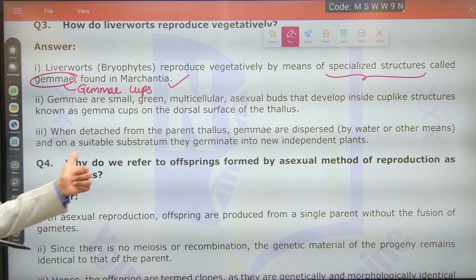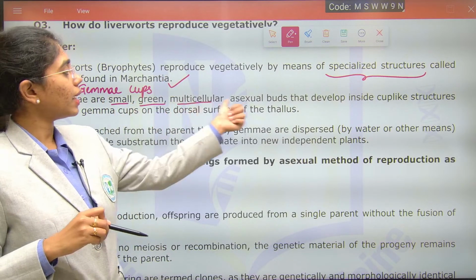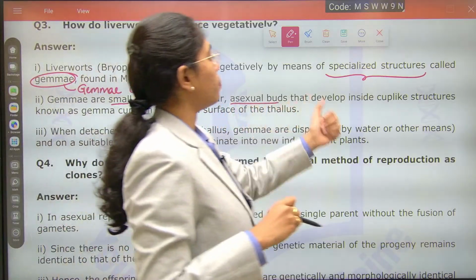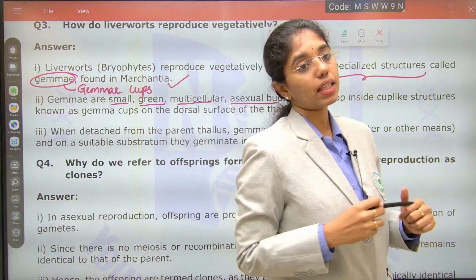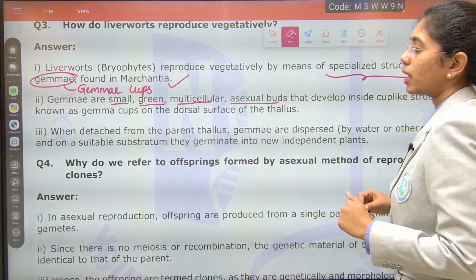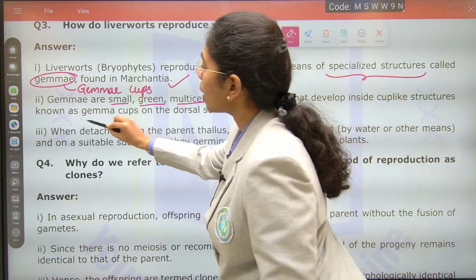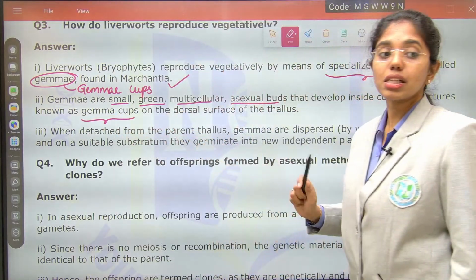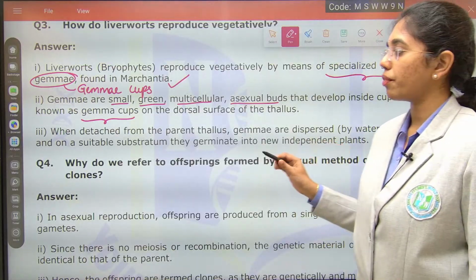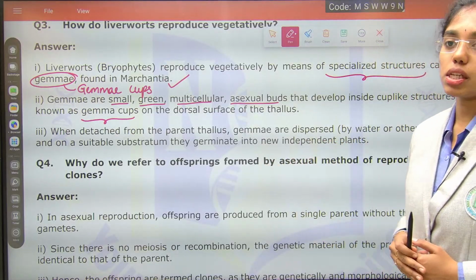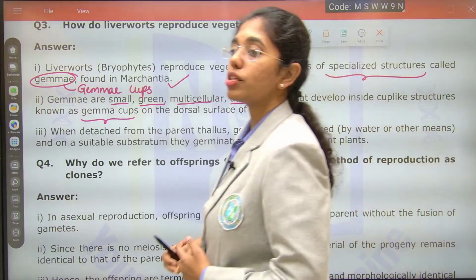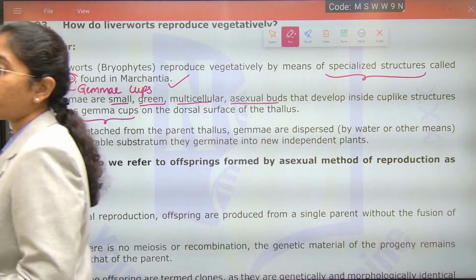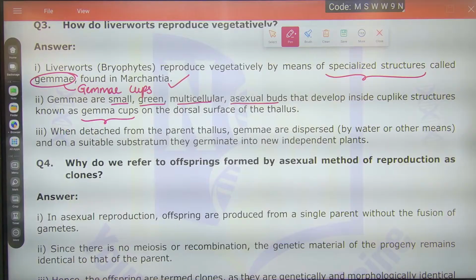Gemma are small, green, multicellular, asexual buds. They develop inside the cup-like structures called gemma cups. These gemma cups are formed on the dorsal surface of the thallus. Over which surface are gemma cups found? Important again, over the dorsal surface.